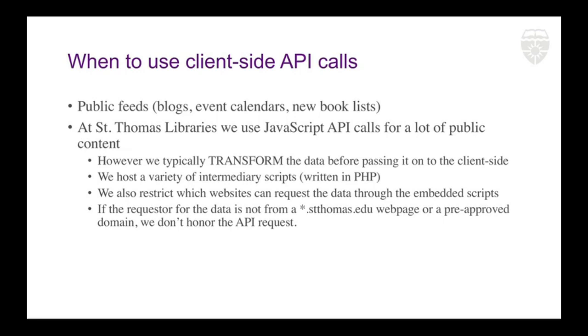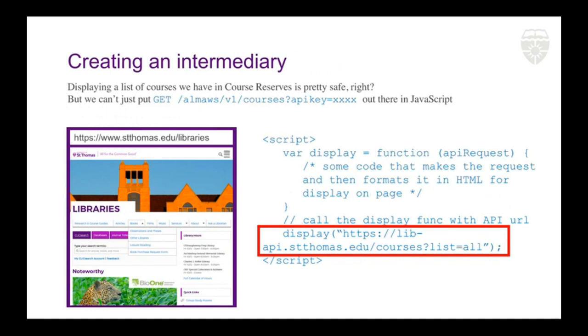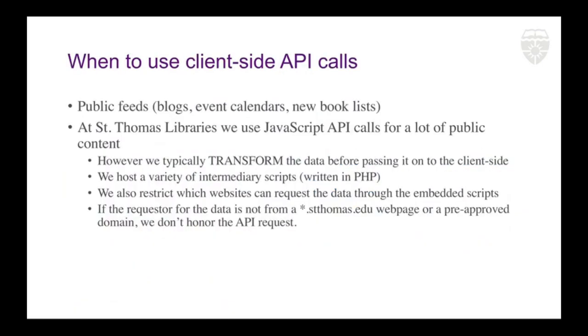Anything that is requesting information from Alma that we're posting publicly on our website through JavaScript, we have an intermediary script basically that holds the API key, does the requests, and returns only the information back to the JavaScript requesting it that's necessary for that request. Oh, we also make sure that our APIs are only accessed from the stthomas.edu website, so pages that are hosted by stthomas.edu. Now, don't confuse this with IP restrictions.